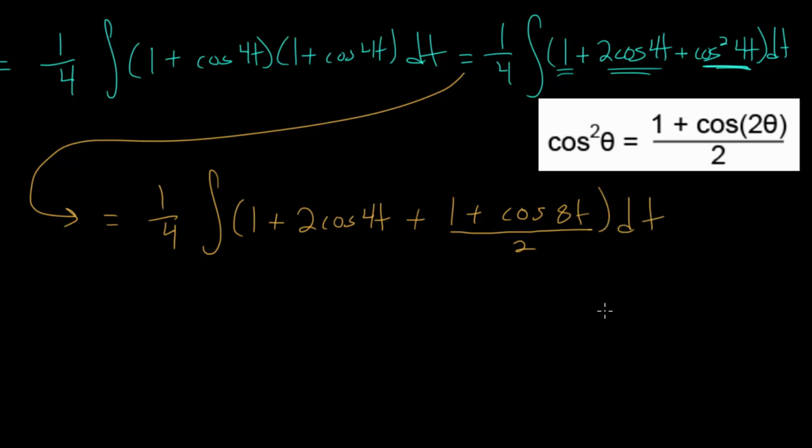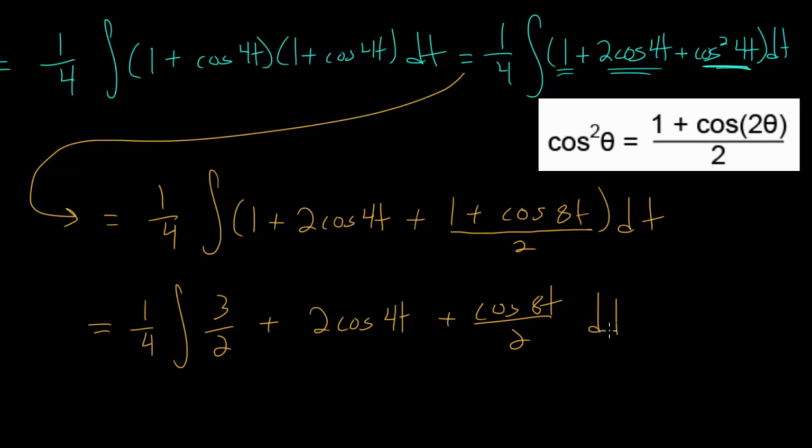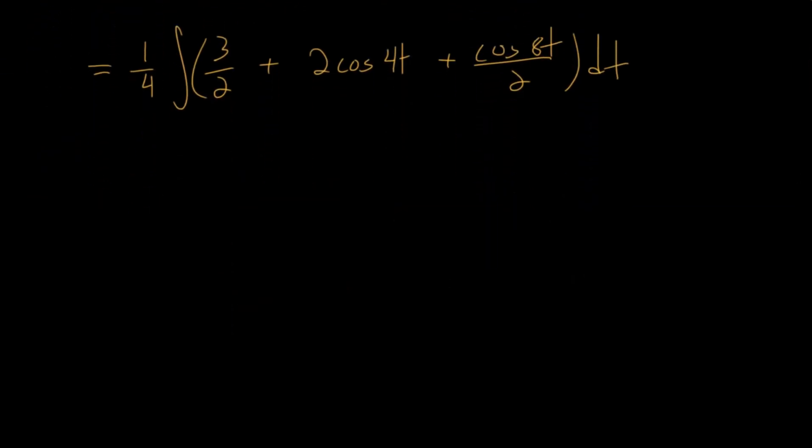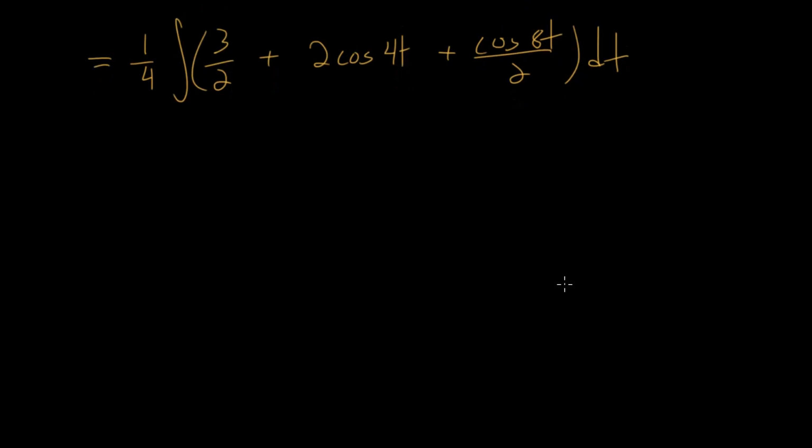And we can simplify everything. Notice we have 1/2, which we can add to this 1 here. That will give us 3/2. Plus twice this cosine of 4t plus the cosine of 8t divided by 2, and we still have dt at the end. So now that everything has been reduced to simpler integrals, we can actually evaluate these now. And since we have a sum, we can split this into 3 separate integrals.